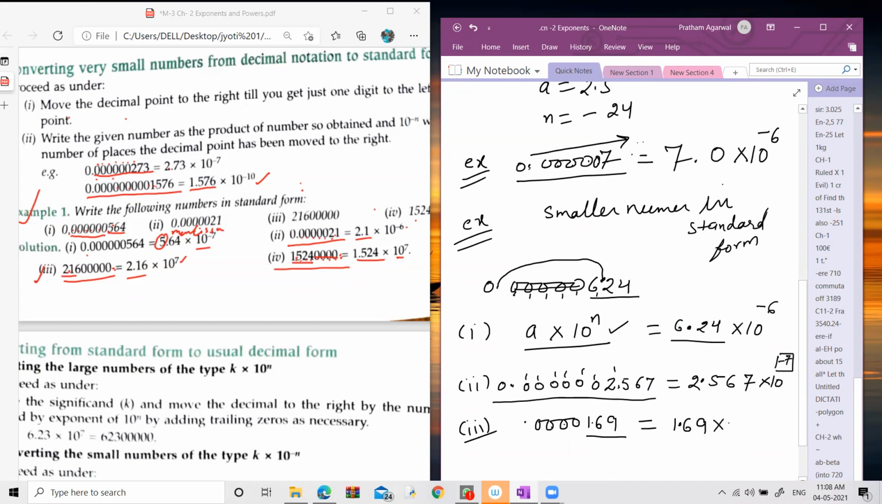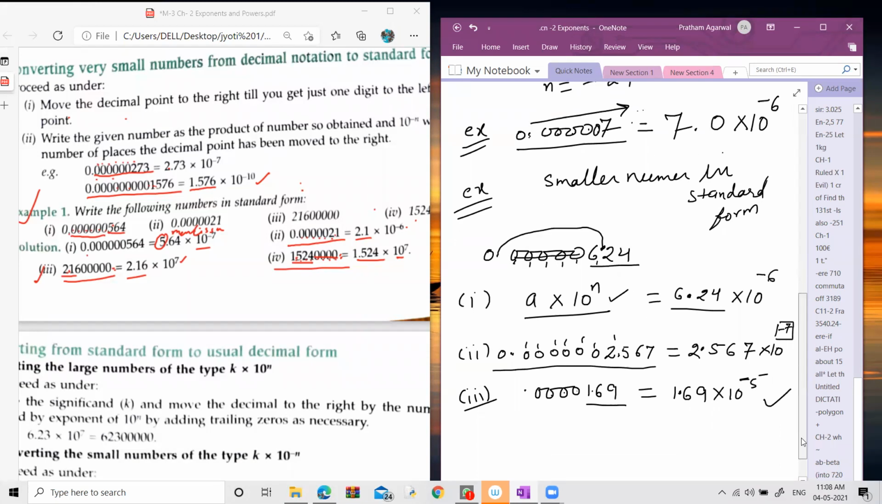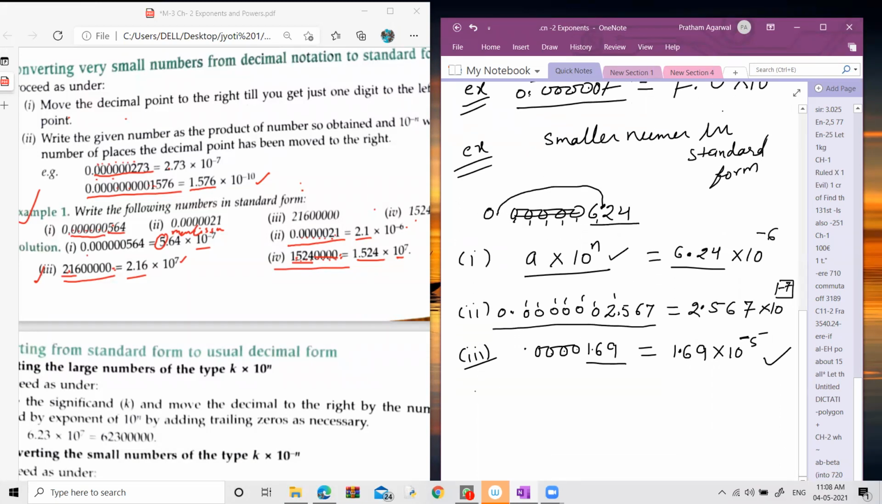It means you have to write 10 to the power 5. You are shifting the decimal from left to right. It means you have to put minus over here. So this is your answer, and remove the rest of the zeros. I hope it is clear now, Akshara. Yes, ma'am.